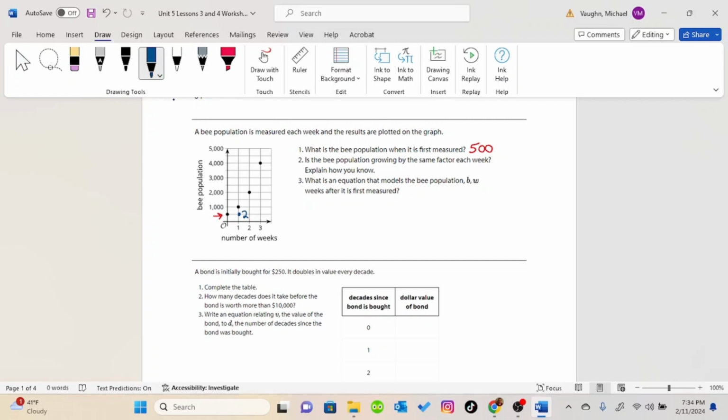Then between weeks 1 and 2, we went from 1,000 to 2,000. That also is times 2. And then between weeks 2 and 3, we went from 2,000 to 4,000. And again, that is times 2. So, yes, the factor is 2 each week.